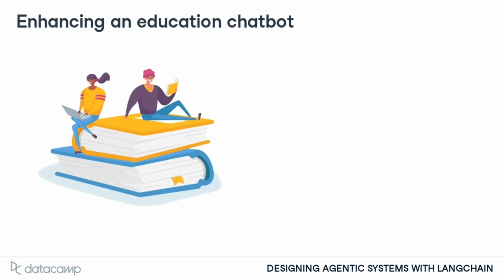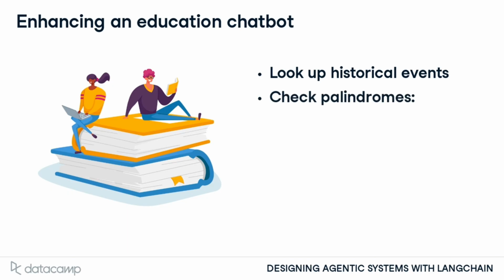Let's imagine our school wants to enhance their chatbot further. For history lessons, they'd like to incorporate a tool that looks up historical events. For English lessons, they'd like to feature a palindrome tool that checks whether a specific string is the same when reversed. For example, the word level or the phrase top spot.